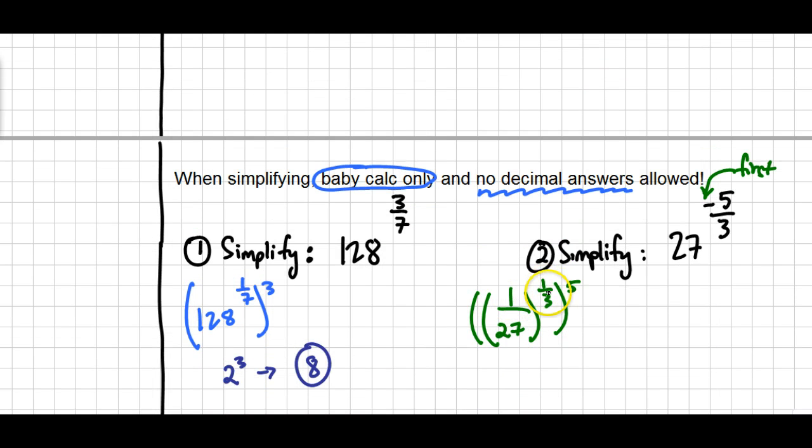So 1 times itself 3 times is still going to be 1. And then what times itself 3 times equals 27? That's going to be 3. I still need to raise both of those to the power of 5. 1 to the 5th is still going to be 1.